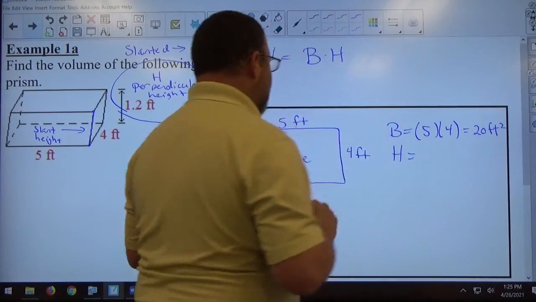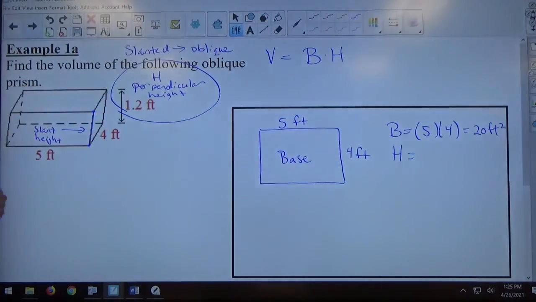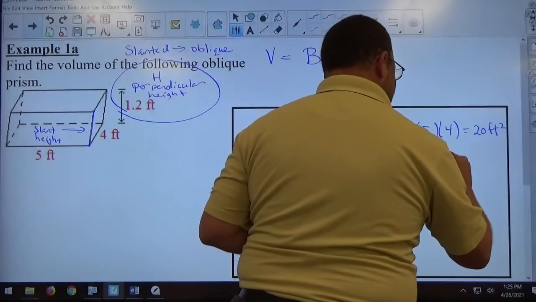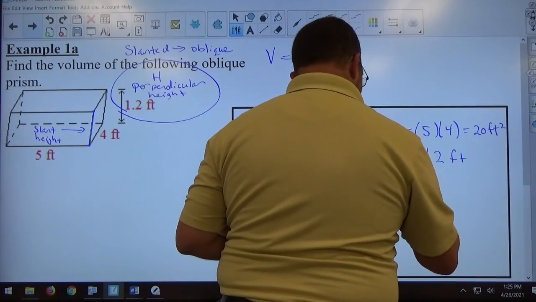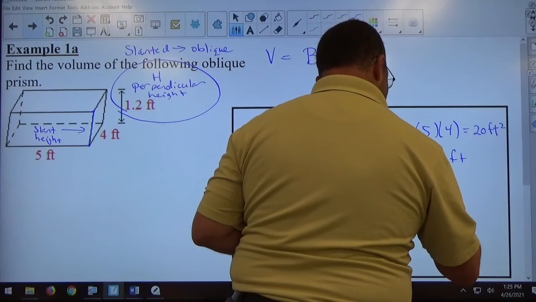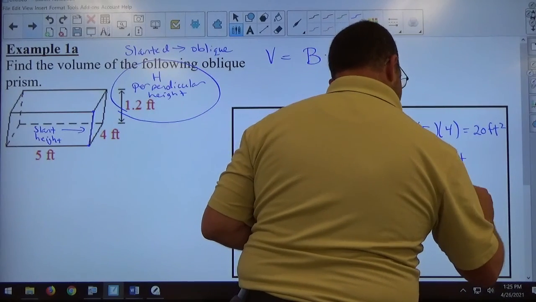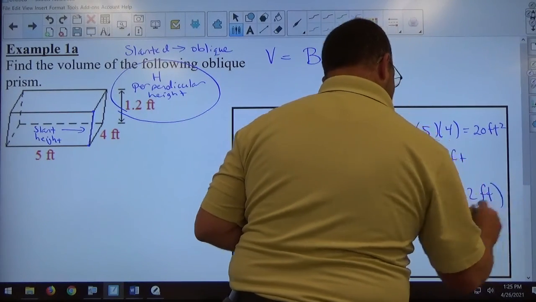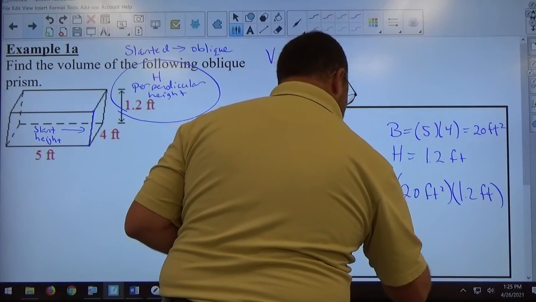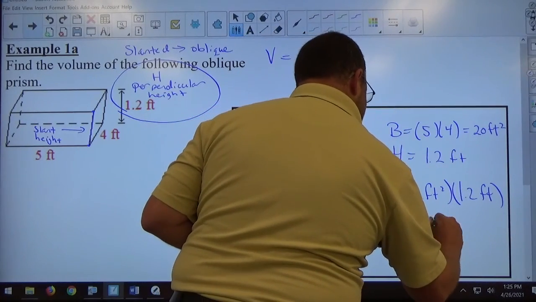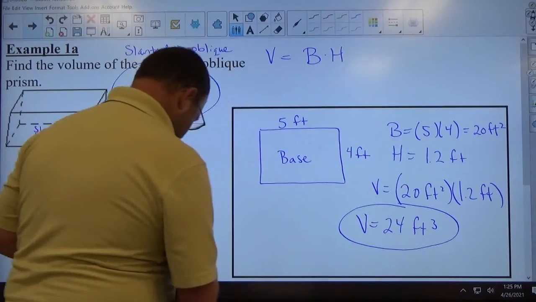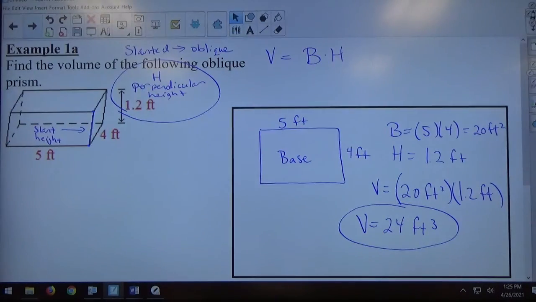The perpendicular height of the solid, 1.2 feet. Volume equals the area of the base times the height. So 24 cubic feet is the volume of the oblique prism. So nothing changes at all? What? So nothing changed? Nothing changed. You just have to be careful that you use the right height. If they give you both the slant height and the perpendicular height, make sure you choose the perpendicular height.